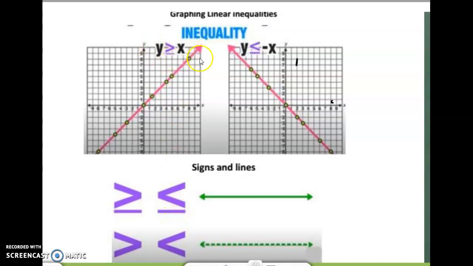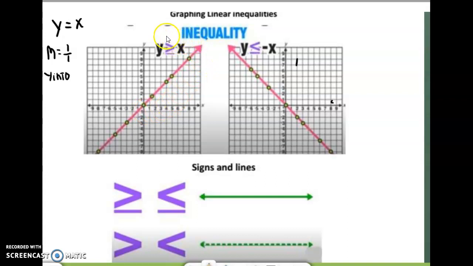So for instance, if you look at this first line, it's already graphed for you. If you go back to what an equation looks like, that would be y equals x. So we know the slope is going to be 1 over 1, and the y-intercept is going to be nothing, or 0. So that's how we got the line going, right? Up 1 over 1. Okay, we started at the origin.